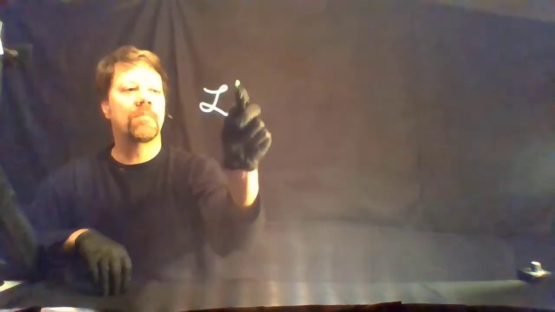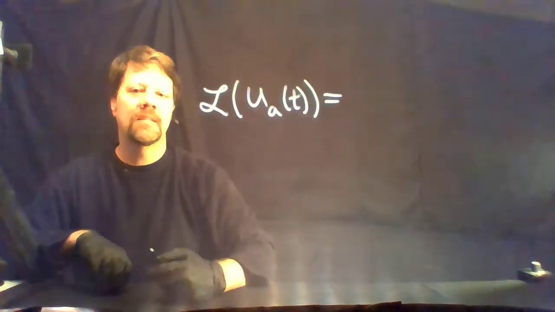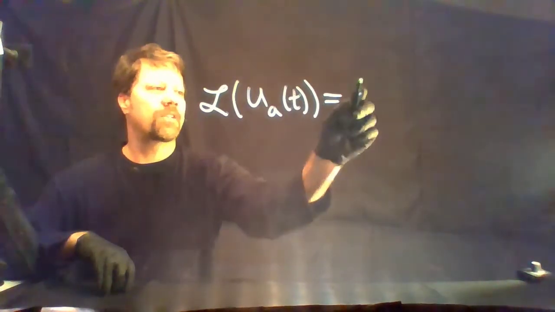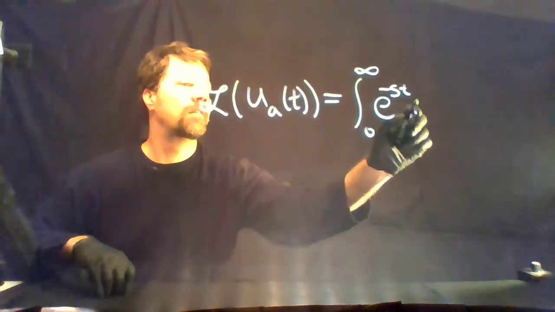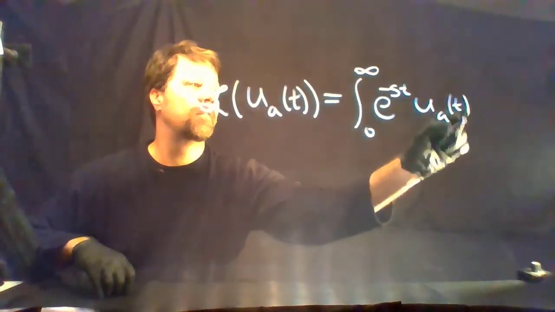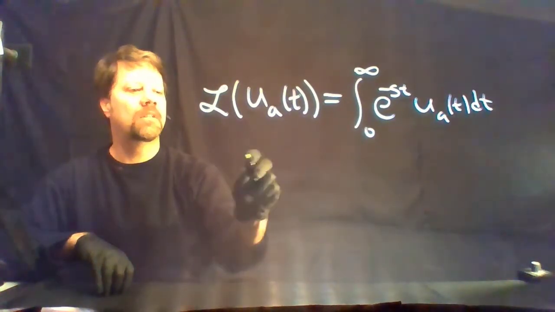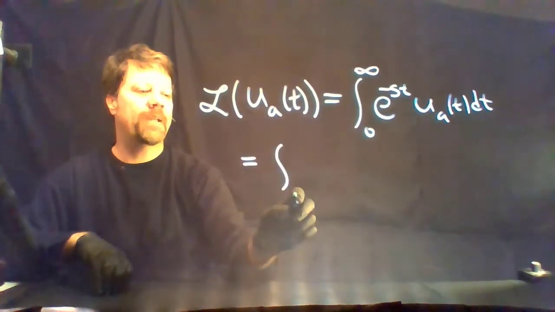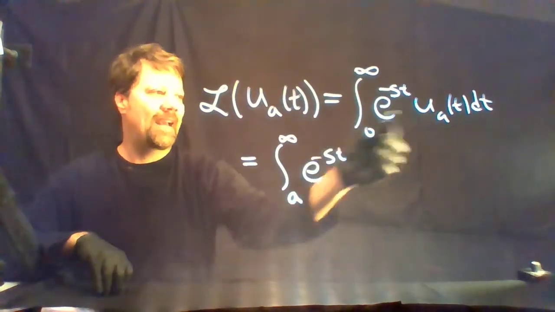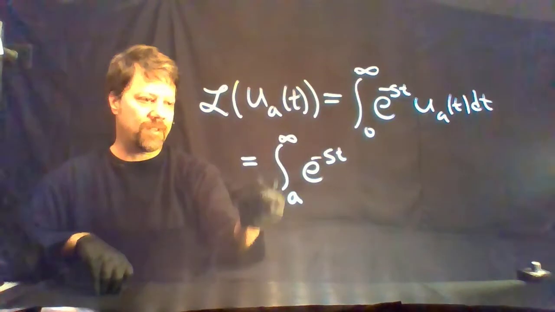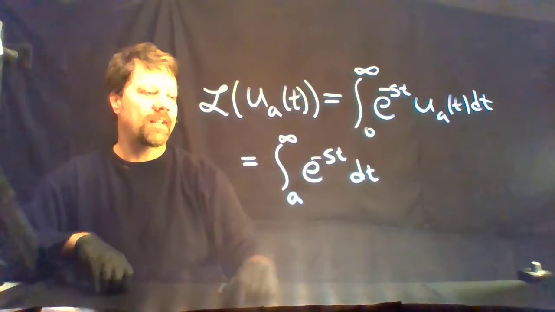The Laplace transform of the unit step function at a can be found using the definition of the Laplace transform. Now, since the unit step function is 0 until you get to a, we may as well pick up the integral at a. After t equals a, on this interval, the unit step function takes the value of 1. And so we just have dt.